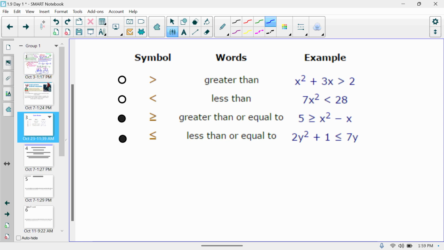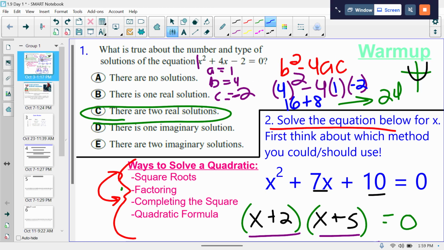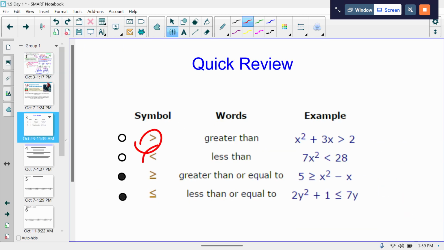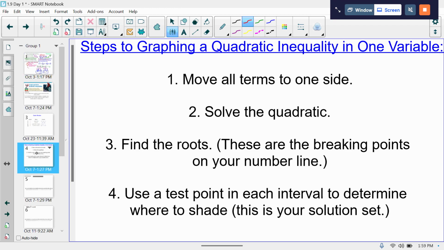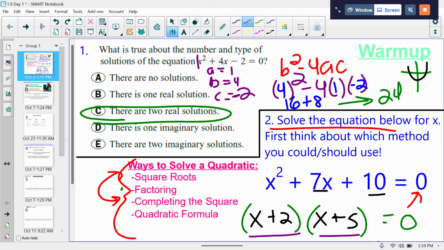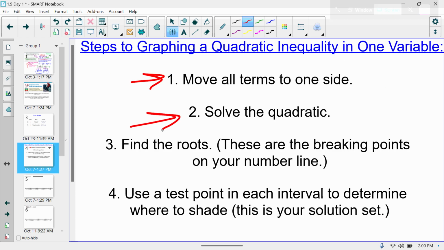So we're going to be graphing quadratic inequalities today. That just means if you look back at the warm-up, we had equations. Instead of an equal sign, today we're going to have one of these signs. Those are inequality signs, okay? So the first couple of steps are not going to be anything different than we've already done. You have to move all the terms to one side, just meaning it has to have 0 on one side, right? We know that. We've been doing that. And then you're going to solve it.